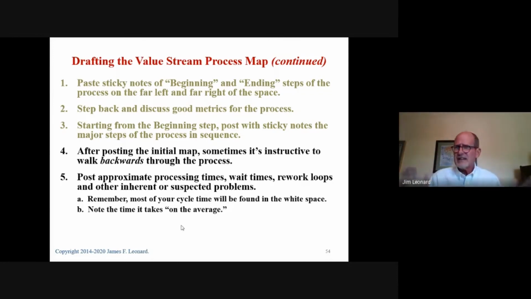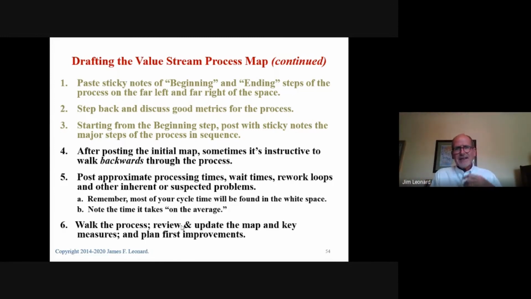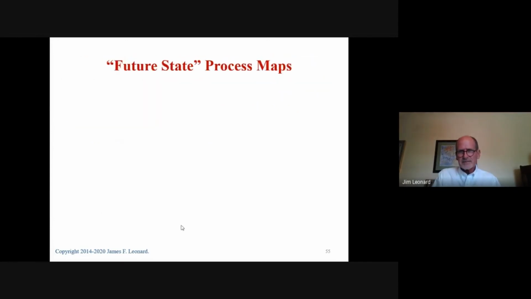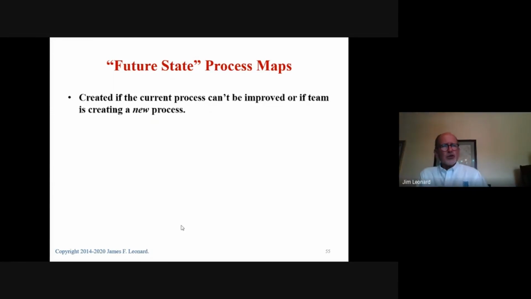Another time, everything that could go wrong went wrong, and it took us 5 months on the average. On the average. And then go out, walk the process, review and update the map and key measures, and select your first targets for your first improvement efforts. Future state or process maps. So, gee, what would we like the process to look like?